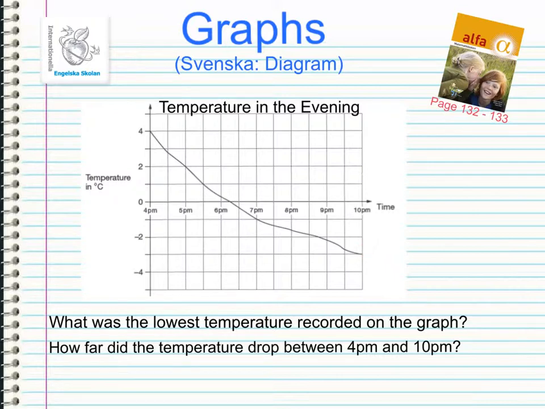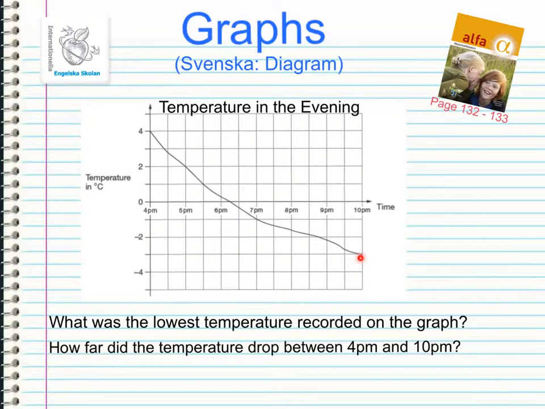The second question says, how far did the temperature drop between 4 p.m. and 10 p.m.? Firstly, we need to have a look at the temperature at 4 p.m. So if I find 4 p.m., which is over here, and then I need to find the temperature, I can look right up until I find the line, and it is at 4 degrees Celsius. And then I need to look at 10 p.m., so I need to find 10 p.m. on my time axis, and then find my line, which is down here, which is at -3.